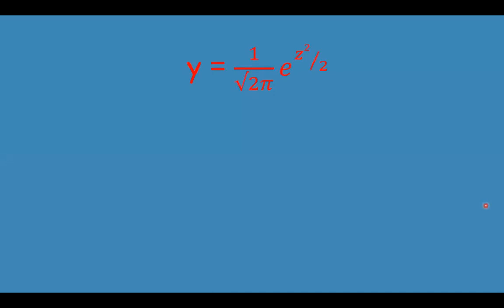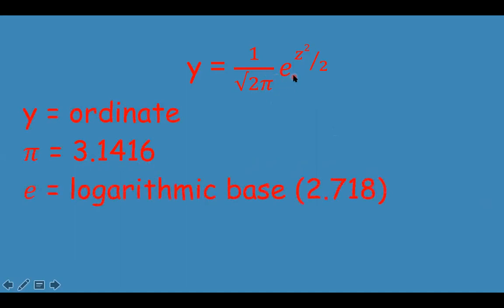What is this? Y is the ordinate. You already know it's the maximum height of the curve, and this pi is a constant equal to 3.1416, and this e is the logarithmic base, also a constant, equal to 2.718, and the z is the z score or the standard score that we will calculate in upcoming lectures. And this is the formula for how we calculate the ordinate of a curve. And if the ordinate of a curve is equal to 0.3989, then that is the normal curve.